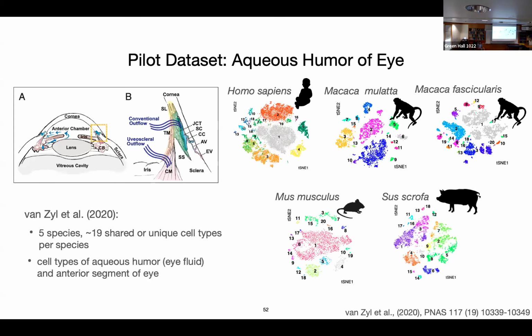Let me introduce you to my pilot data set. It consists of eye cells from 5 mammalian species: a human, 2 monkeys, a mouse, and a pig. The cells came from the aqueous humor, so eye fluid, in the anterior segment of the eye. And this eye has a lot of channels to move eye fluid around.